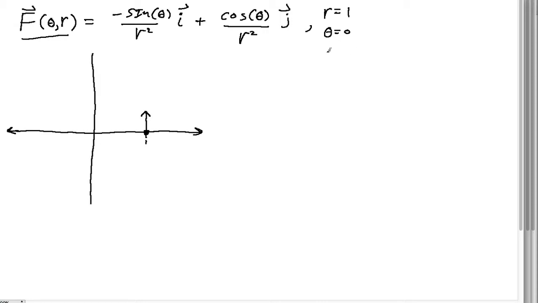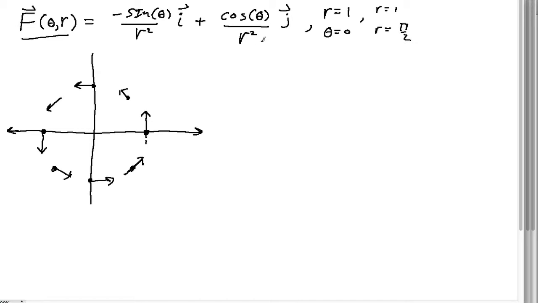All right. Now we can try another point. Let's try r equals 1 again, and theta equal to pi over 2. And we plug that in. This becomes negative 1, and that becomes 0. And so here we have another vector, and it's pointing that way. And if you keep going, of course, you find there's another one that way, and another one that way, like that. So there's sort of a circulation going on in this thing, and it looks like that.